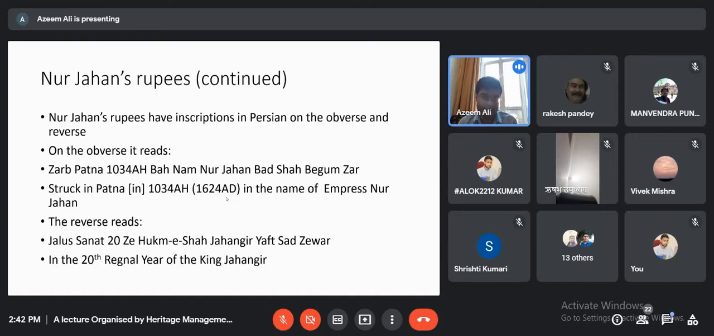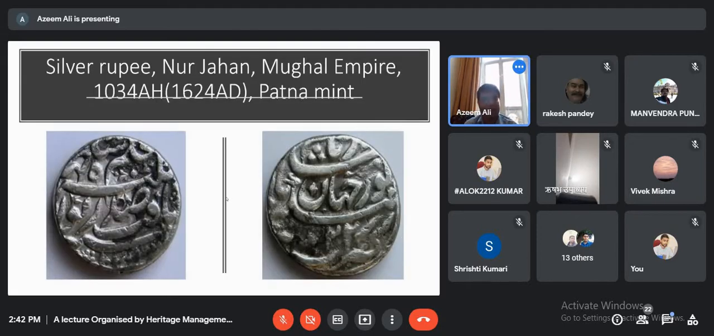And one such example has in Persian, Zab Patna, and then in Arabic numerals, 1034 Hijri. Ba'nam Nur Jahan Badshah Begum Za, which means struck in Patna, which is now in Bihar, 1034 Hijri, which is 1624 AD, in the name of Empress Nur Jahan. And the reverse reads Jalus Sanat, and then 2020 in the Arabic numeral script, Ze Hukume Shah Jahangir Yafsad Zewa, which means in the 20th regnal year of the King Jahangir. And here's one of the rupees struck in Patna in 1624 AD.